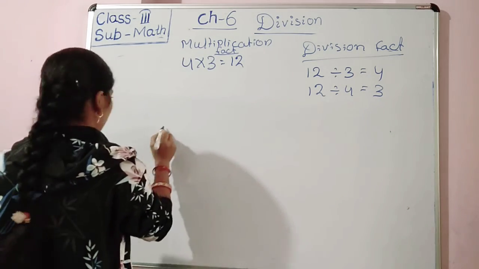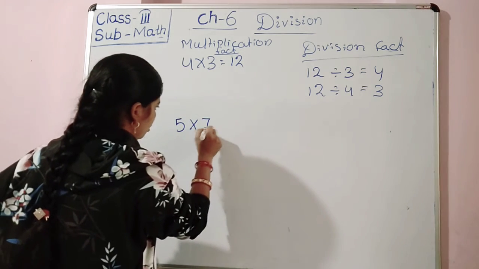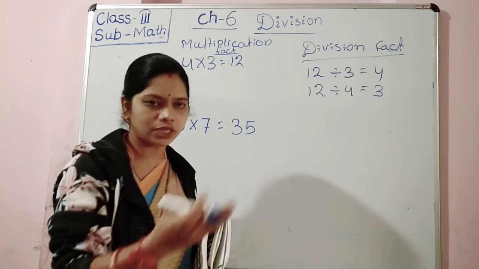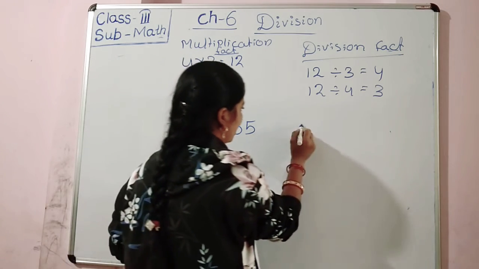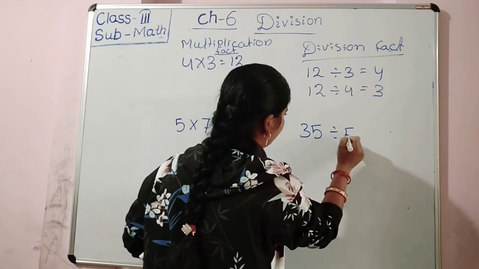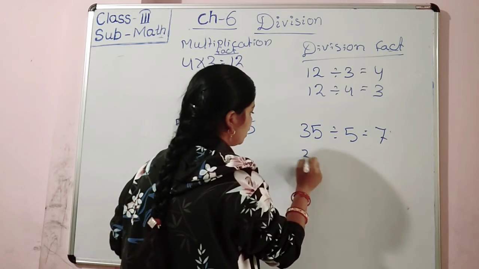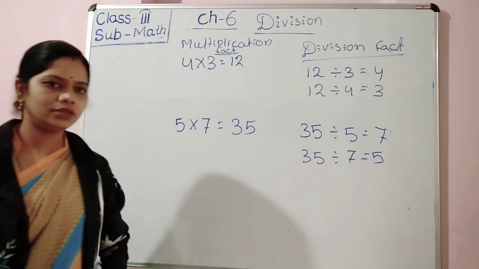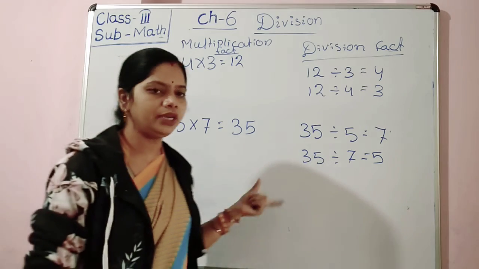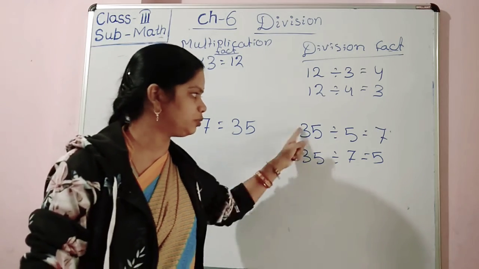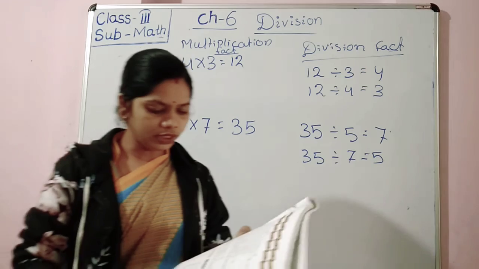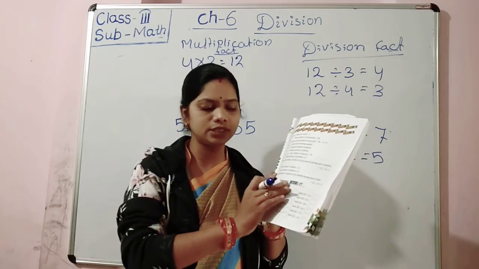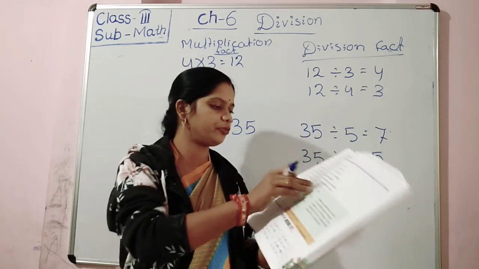देखो next example. Suppose 5 into 7. देखो here also 5 7 तो 35. 7 5 also 35. देखो 35 divided by 5 is equal to 7 and 35 divided by 7 is equal to 5. Okay. It is proved that every multiplication fact has 2 division facts. देखो in this way you have to complete page number 57 exercise 6.1 in your book.